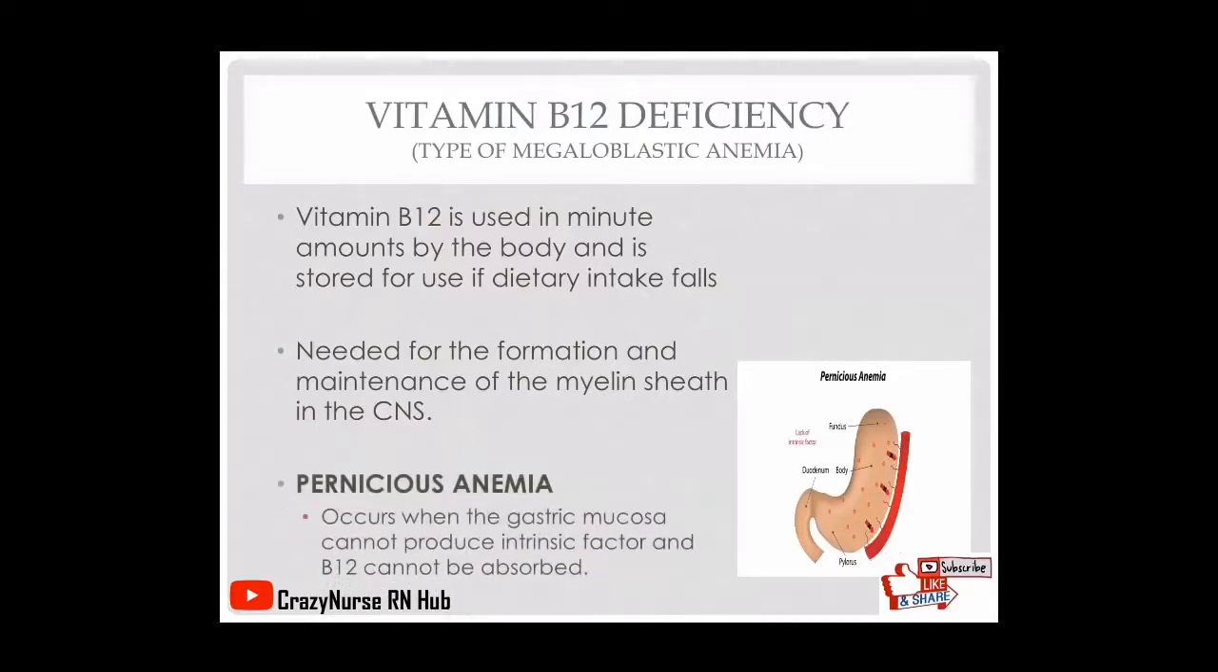We also have a condition called pernicious anemia. It occurs when the gastric mucosa cannot produce intrinsic factor and vitamin B12 cannot be absorbed. So in pernicious anemia, the problem is in your gastrointestinal tract, which cannot produce intrinsic factor, which is very essential in absorbing vitamin B12.